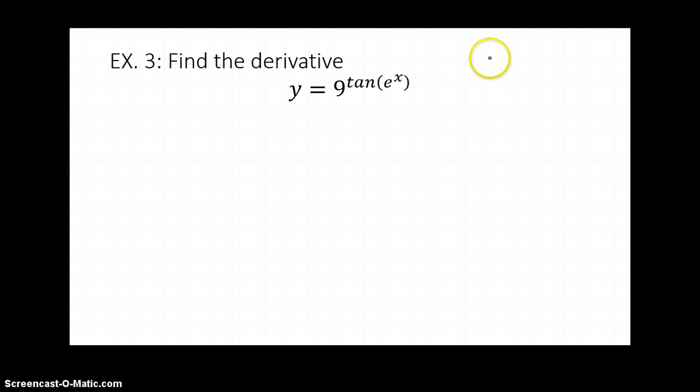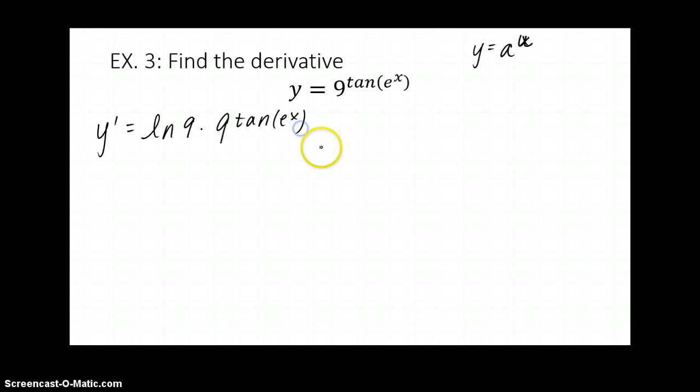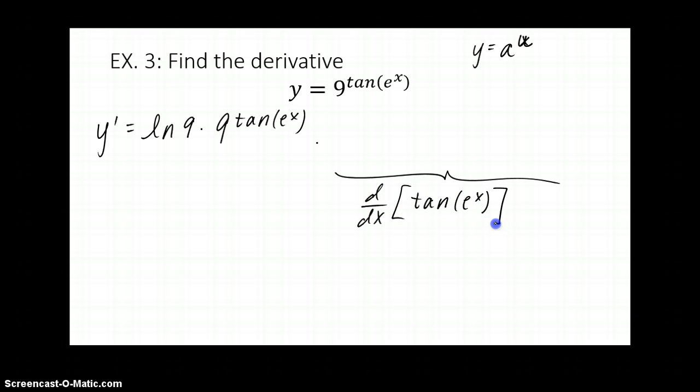Okay, so I'm going to use my derivative rule for, it should be a to the u. So y prime, natural log of the base, times the exponential function exactly as is. Now I need to multiply by the derivative of the tangent of e to the x. That's u. That's my exponent. Chain rule, working from the outside in. Derivative of tangent is secant squared of the expression. Derivative of e to the x is e to the x. And as far as rewriting it, we can really just leave it as is.